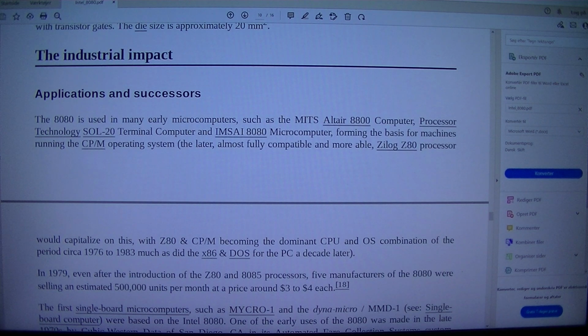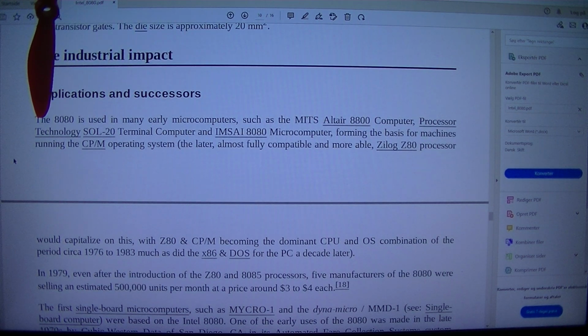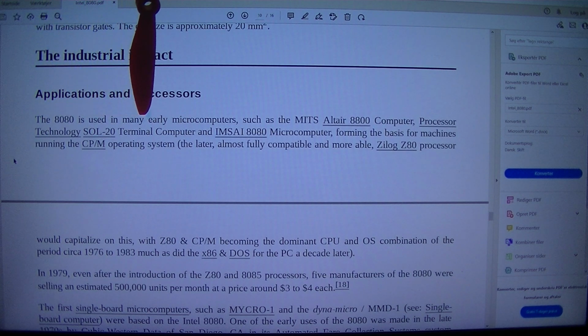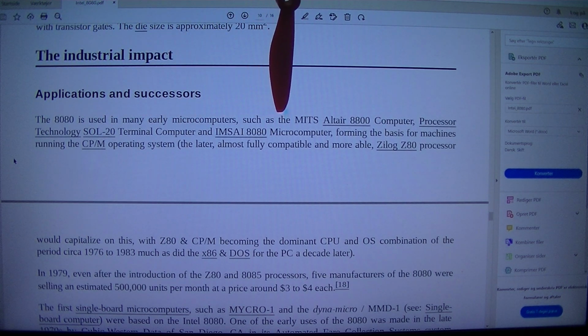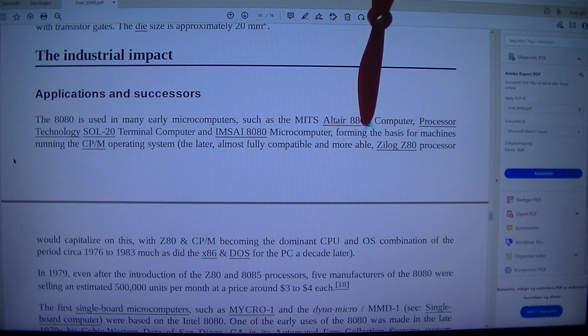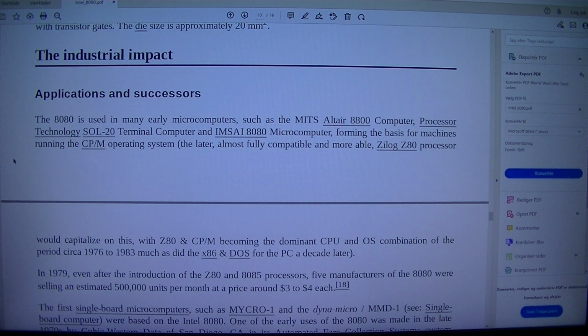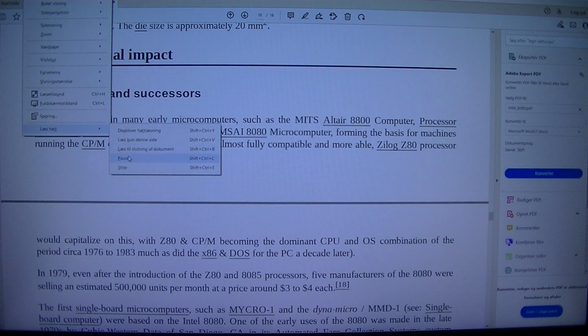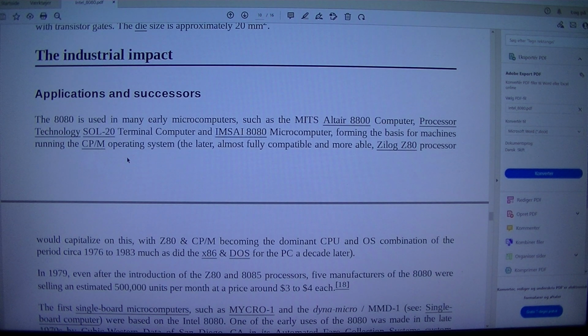2. The industrial impact. Applications and successes. The 8080 is used in many early microcomputers, such as the MITS Altair 8800 computer, the Processor Technology SOL-20 terminal computer and the IMSAI 8080 microcomputer, forming the basis for machines running the CP/M operating system. The later, almost fully compatible and more able.